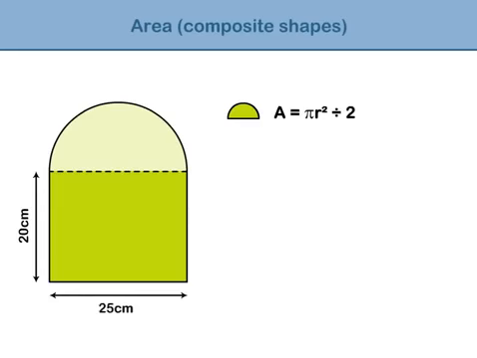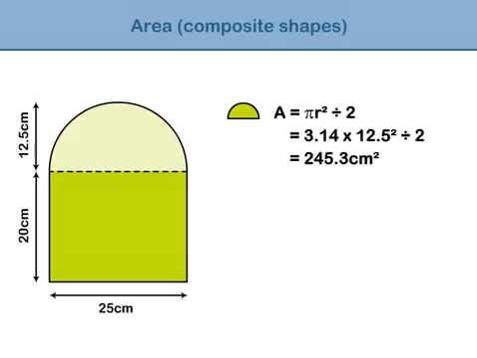In this example, the diameter is 25 centimeters, so the radius of the circle is 12.5 centimeters. The area of the circle is equal to pi times the radius squared. Remember, we only want the area of the half circle, so we need to divide the answer by 2, giving an area of 245.3 centimeters squared.